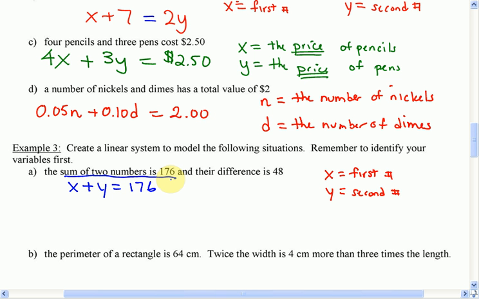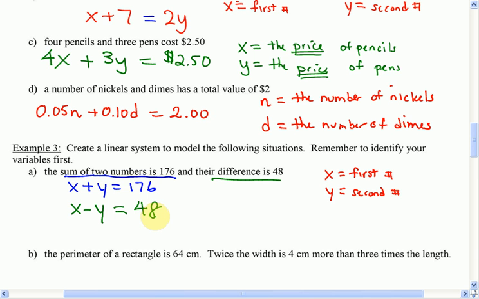Okay. What's the next part? And their difference is 48. What's difference mean? Subtraction. So take the two variables, subtract them, and what's that equal to? 48. Done. That's it. Here are your two equations. This is your system. Done.